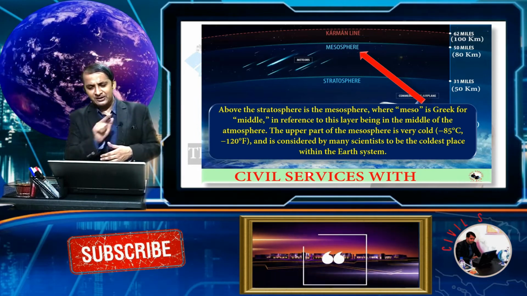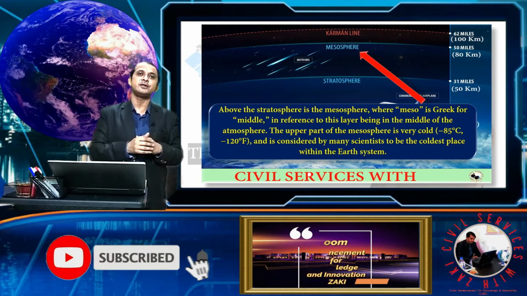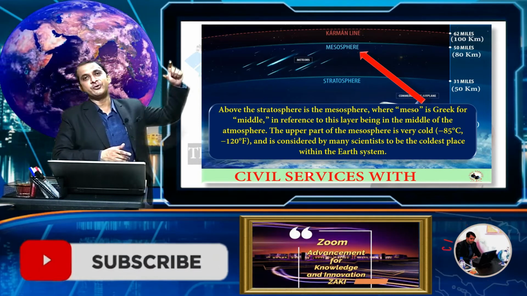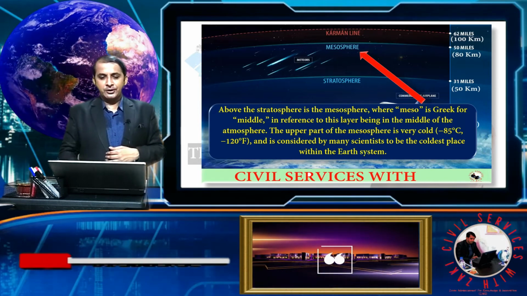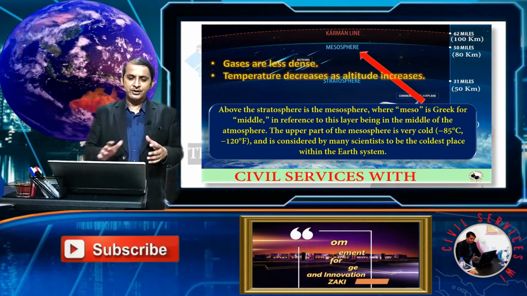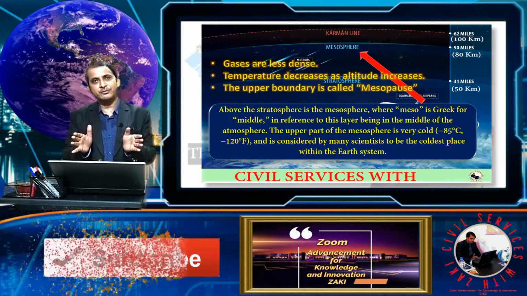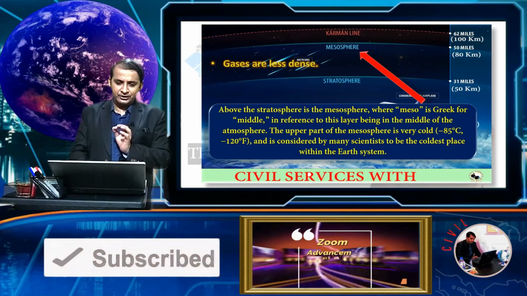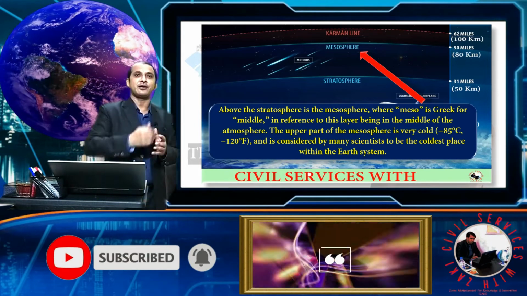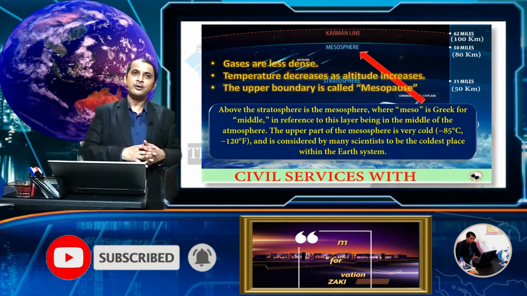Many scientists consider this layer the coldest place within our Earth system, the boundary between the mesosphere and thermosphere. Some characteristics of this layer: gases are less dense. Number one, temperature decreases as altitude increases. Third, the upper boundary is called the mesopause, and most meteorites are destroyed in this layer. So this layer is also known as the shooting star layer. So these are the characteristics of our mesosphere.